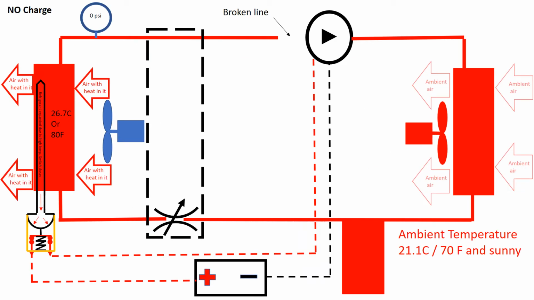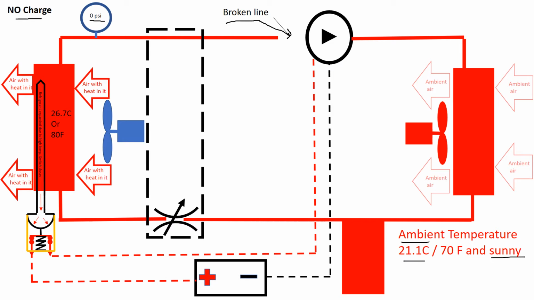Let's look at our first scenario, and we're going to look at each of our scenarios with and without a low pressure switch of some sort. Now this scenario we start with no charge, and the reason we have no charge is because a hose has broken and all our refrigerant has gone to atmosphere. Our pressure is 0 psi in the system. Now, importantly here, ambient temperature of about 21 Celsius and sunny.